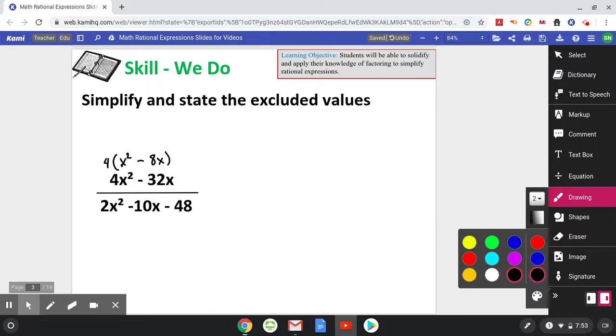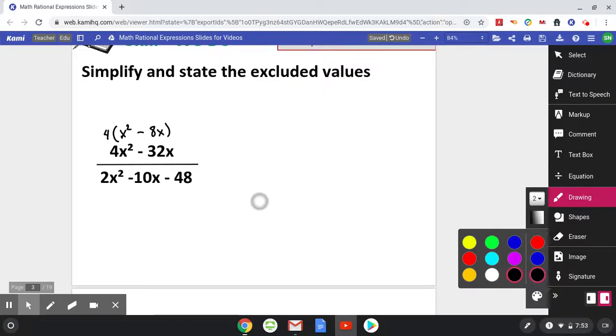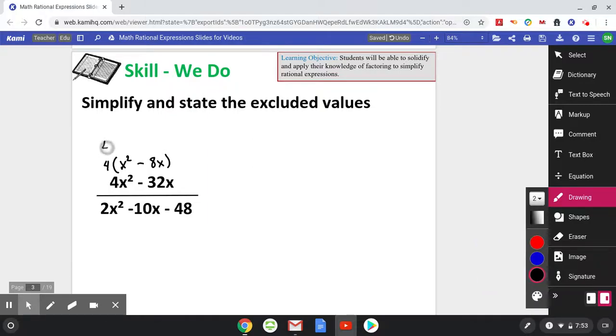Now I will take care of the x's because both of them have an x in common. So I will have 4. This one has x squared. If I take one out, x squared divided by x is x. 8x divided by x is negative 8. And this is as far as I can go at the top.